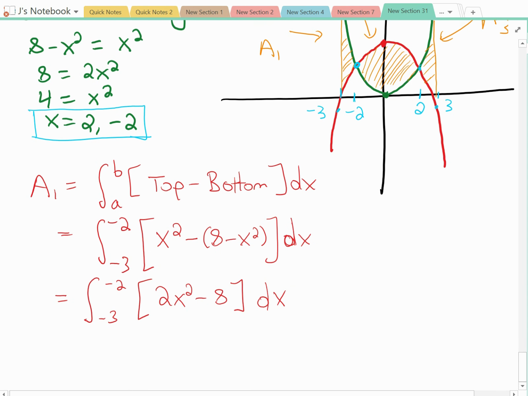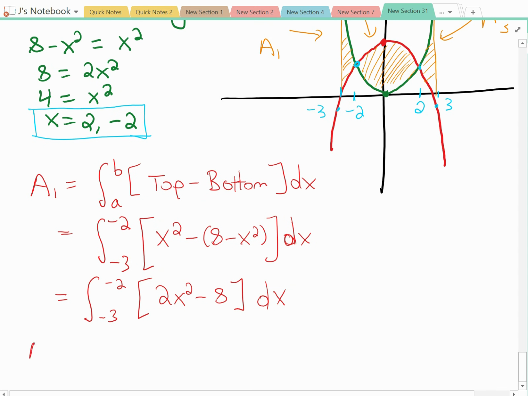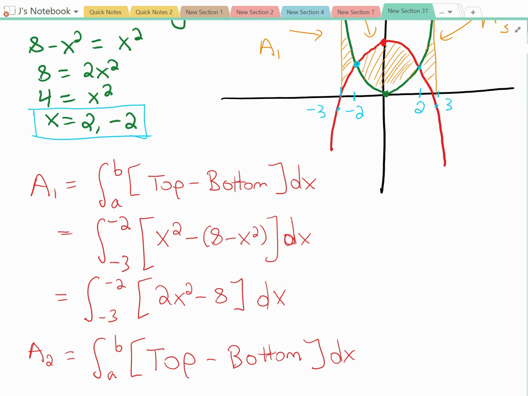Okay, now the second area, A2. That's also the integral from A to B of a top function minus a bottom function, but now the top and bottom functions have changed, and A and B have changed. The top now is the red one, which is 8 minus x squared, and the bottom is now the green one, which is x squared. And the bounds, the endpoints, are from negative 2 to 2.